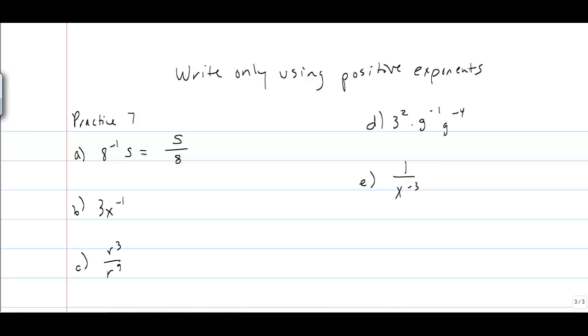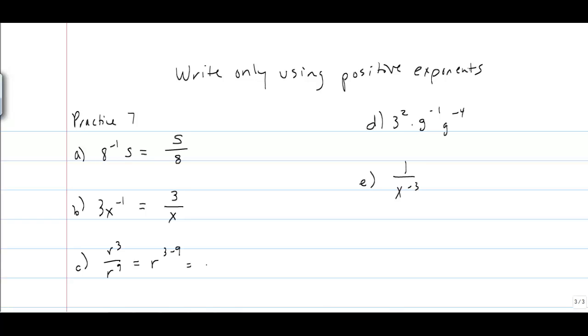So this becomes s divided by 8. The same thing with question B. That 3 does not have the exponent associated with it, so it stays in the numerator. But the x, it was x to the negative 1, so now that x, we take the reciprocal of it, and it goes in the denominator.